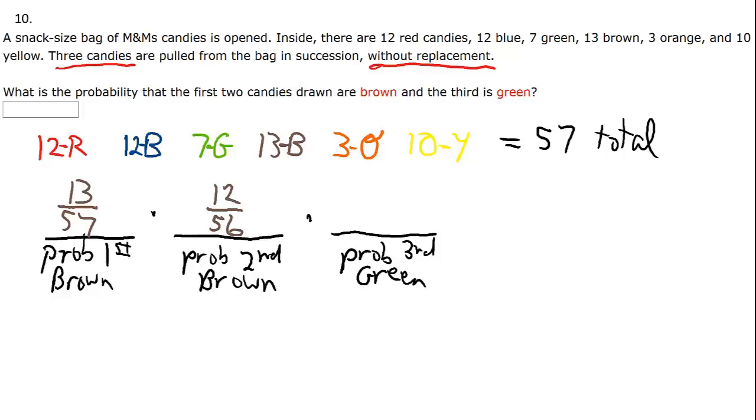Well, remember we've already drawn out 2 M&Ms by now. We started out with 57. We've drawn out 2, so there are only 55 M&Ms left. But we haven't drawn any green, so the probability of getting a green, there are still 7 there, so it would be 7 out of 55.